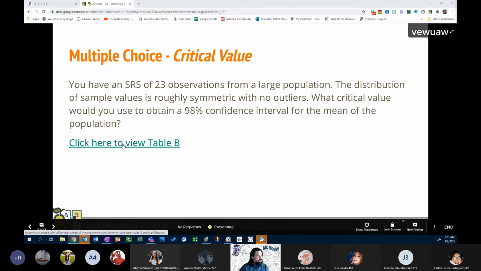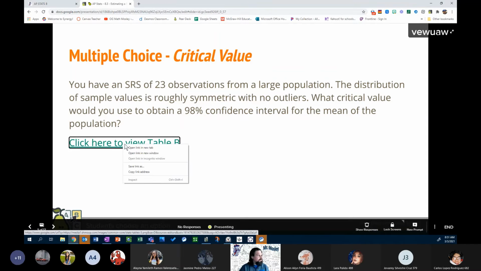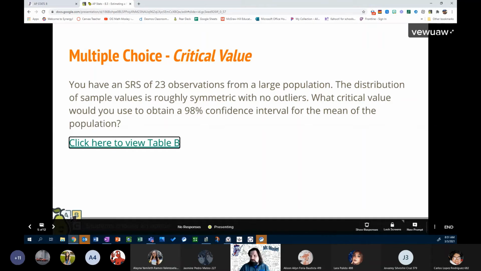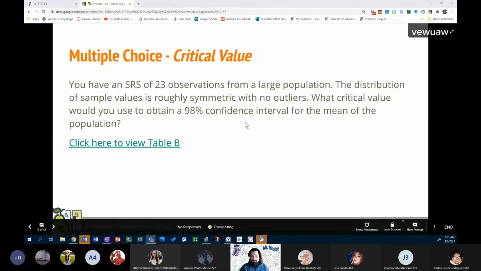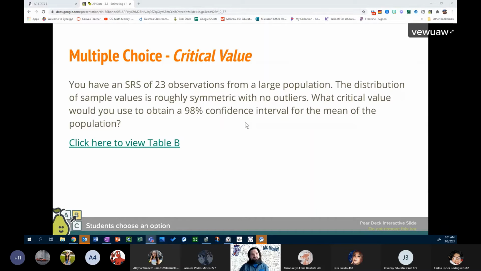I believe this link will work. I'll put it in the chat as well if you need a copy of table B to use. Hopefully that works. You will need to do some scratch work for this one, but it is a multiple choice. I suggest doing the math though, so you might want to have a little piece of paper, sticky note, something. And use table B, find that critical value.